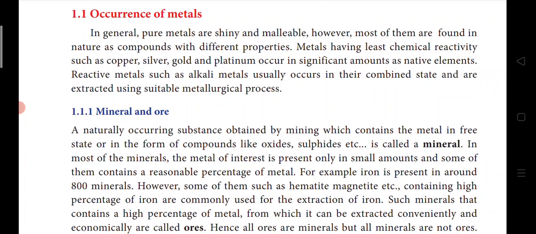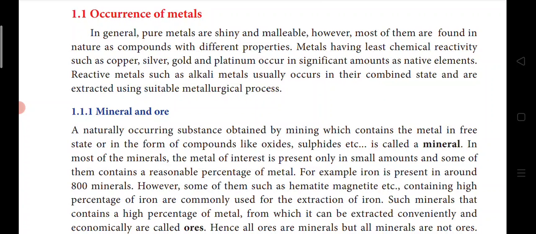First is occurrence of metals. How does a metal occur in nature? Generally we all know the properties of a metal. Metals are shiny, malleable, and they are also found in nature as compounds with different properties. So they will have different chemical reactivity. If you see metals having lesser chemical reactivity, like copper, silver, gold and platinum, they occur in significant amount as native elements. Only a significant amount is available as native, that is in free state.